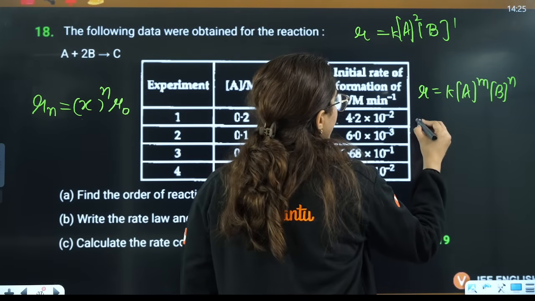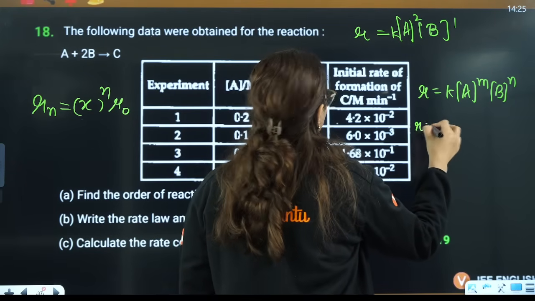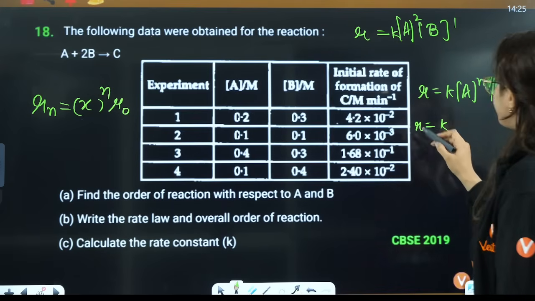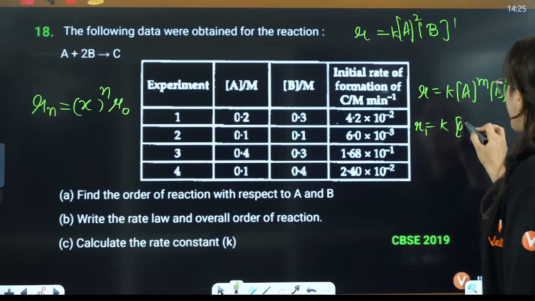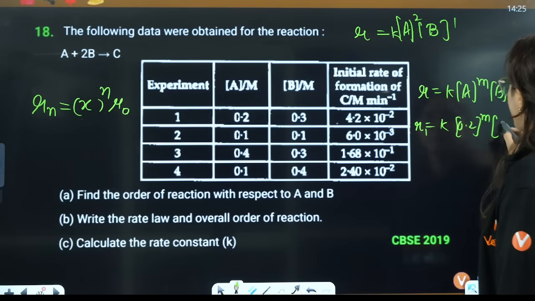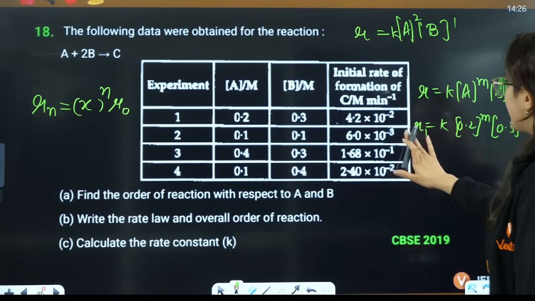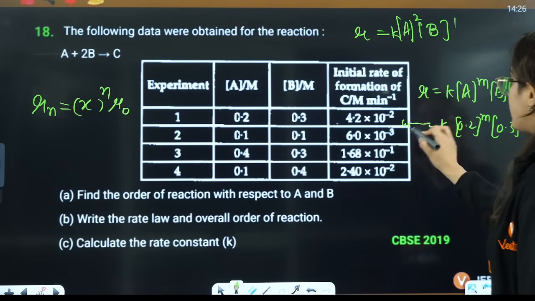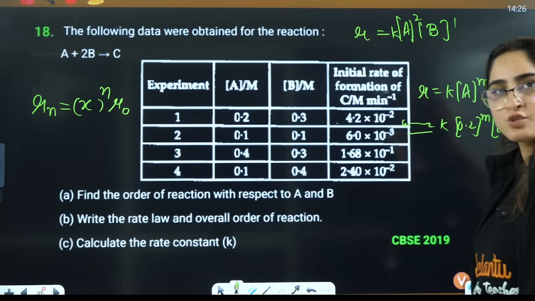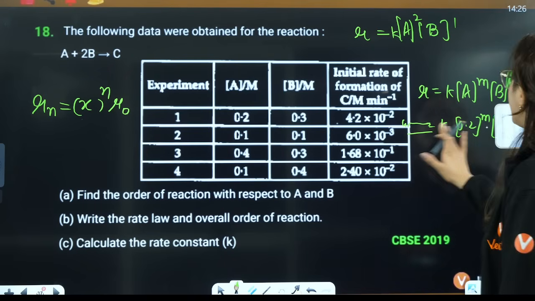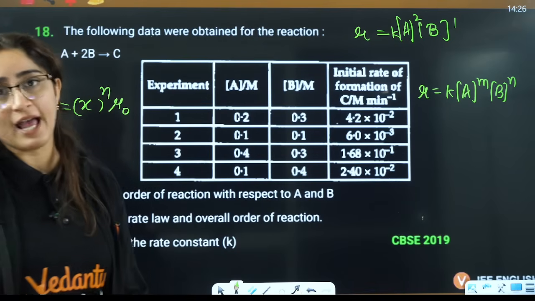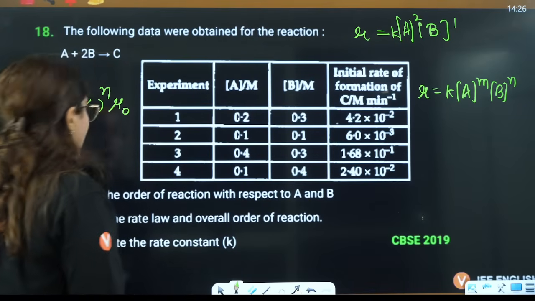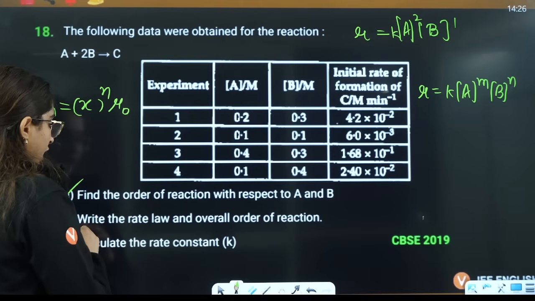Then you say for the first experiment, R is equal to k, A is 0.2 raised to power m, B is 0.3 raised to power n, and the R value is 4.2. Similarly, write it for case 2, then divide and solve it. It's full maths. So I have given you the trick as well. Now, the order we have calculated.